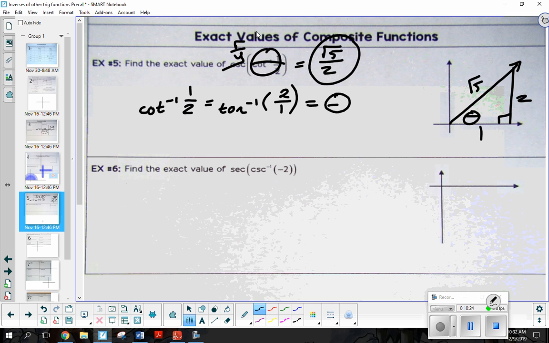Secant of negative square root of 3 over 2. Square root of 3 over 2? It's not square root of 3 over 2. Sorry, sir. Anybody else? Okay, what do you think, Jordan? Negative 1/2. It's not negative 1/2. Sorry. Galen?